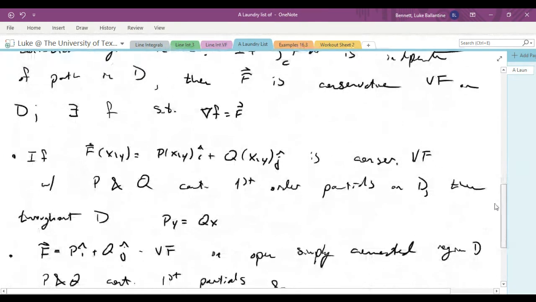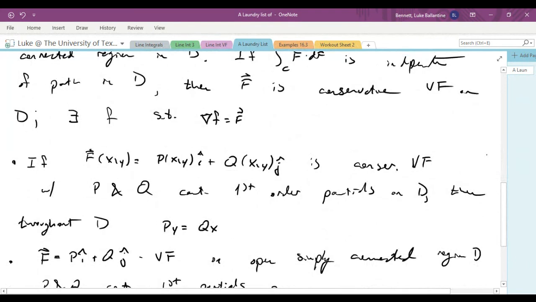Okay? So if big F of x, y equals P of x, y i plus Q of x, y j is a conservative vector field with P and Q having continuous first order partial derivatives on D, then throughout D, P_y is equal to Q_x.